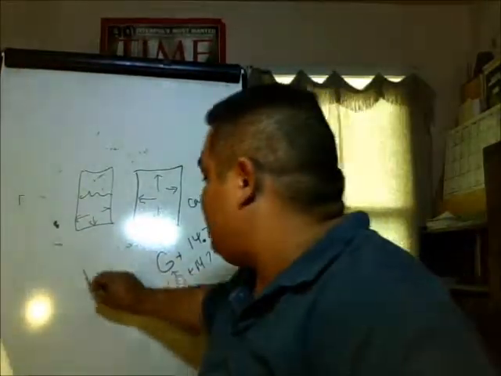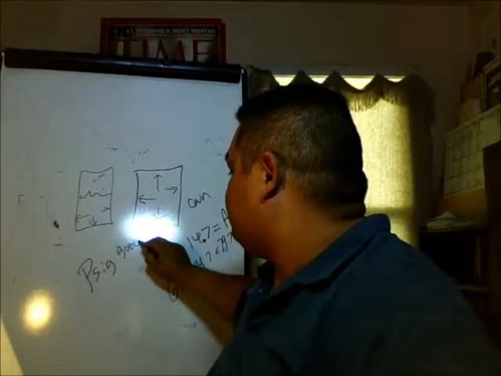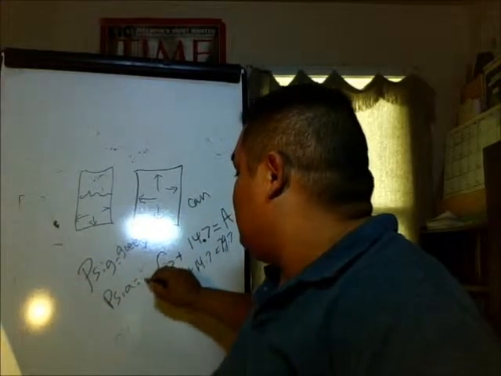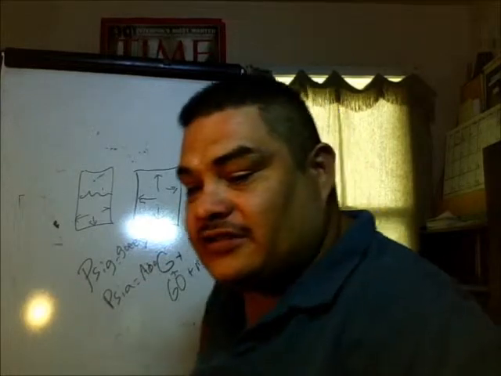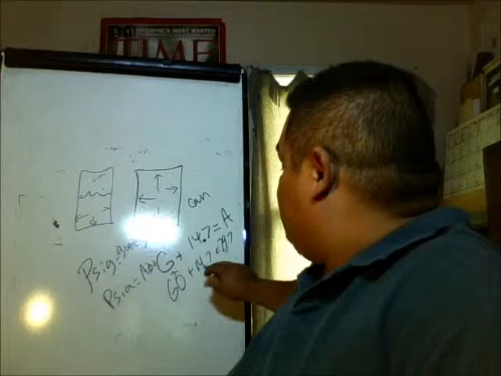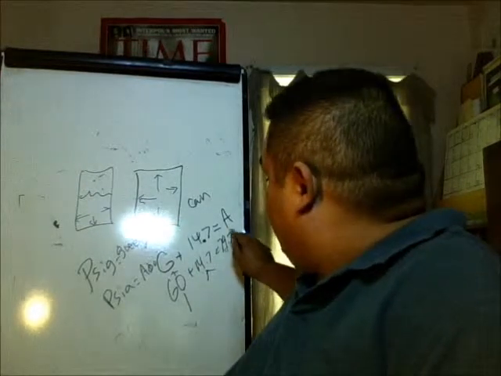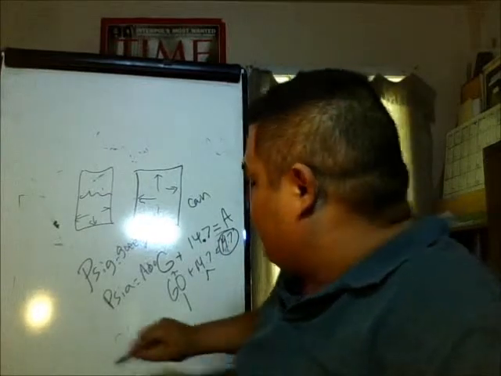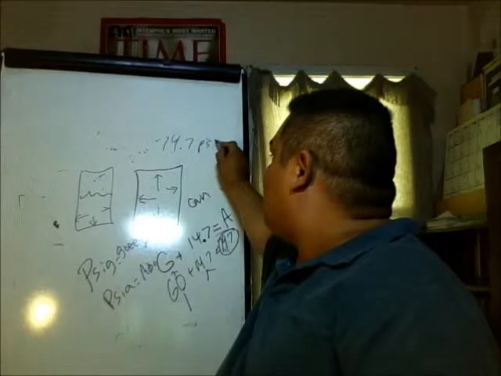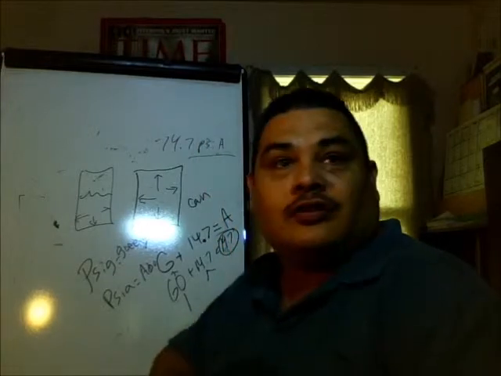Now remember, PSIG is gauge pressure. PSIA is absolute pressure. Here it's asking for the absolute pressure. So you got 60 plus 14.7. This is your gauge pressure, and this is what we added, that's the formula. So you have an absolute pressure of 74.7. So the answer is 74.7 PSIA for absolute pressure. And that is D. Okay.